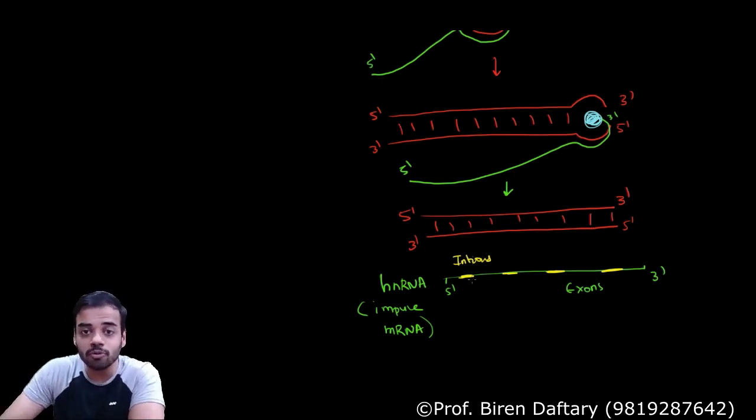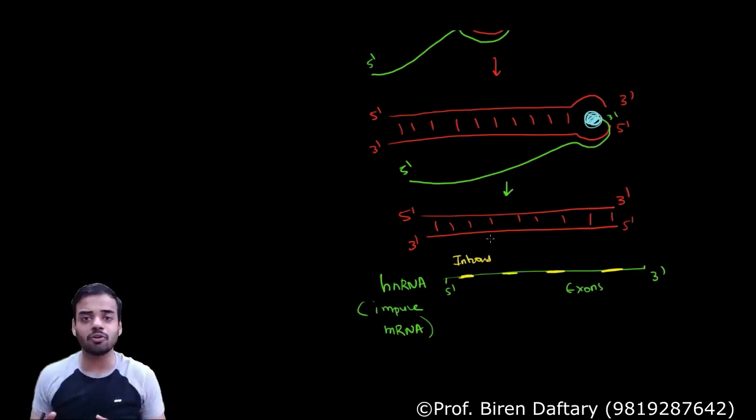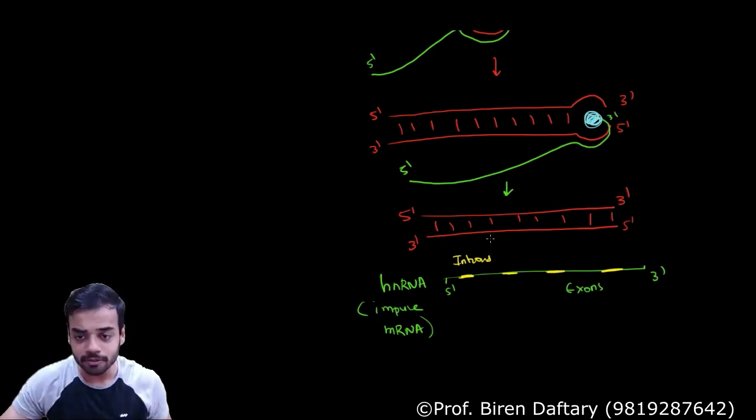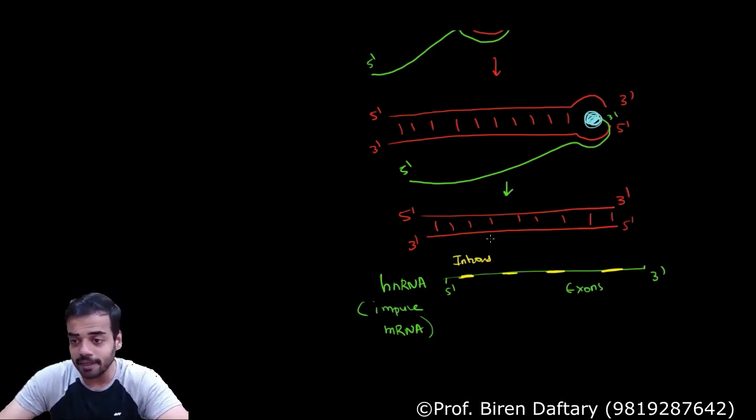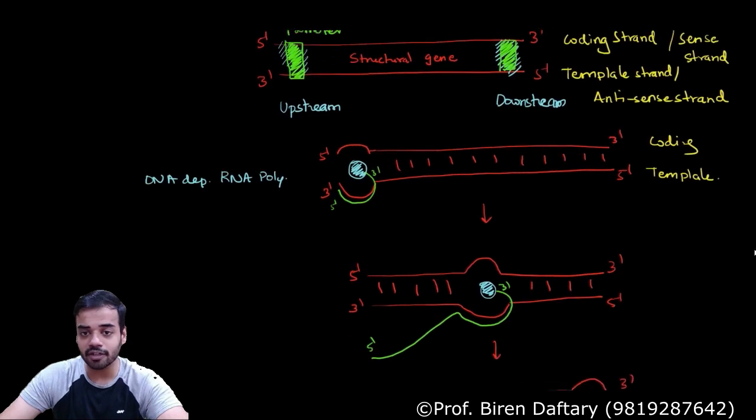So you need to remove the introns, because why would you want to have gaps in between the codons? If codons are continuous, then a good polypeptide will be formed. So what will be the next thing that will happen? The next thing that is going to happen is the introns will be released. So see, we have completed the main part of transcription. Is this clear?